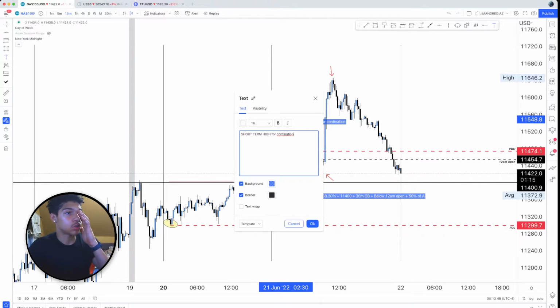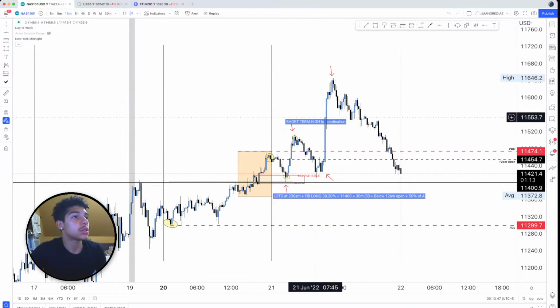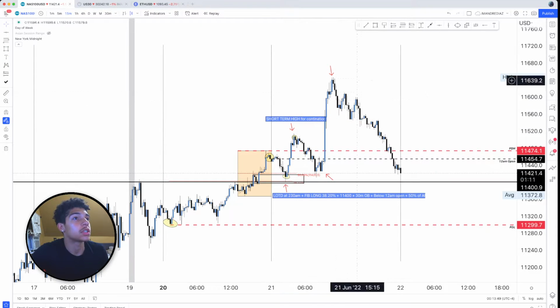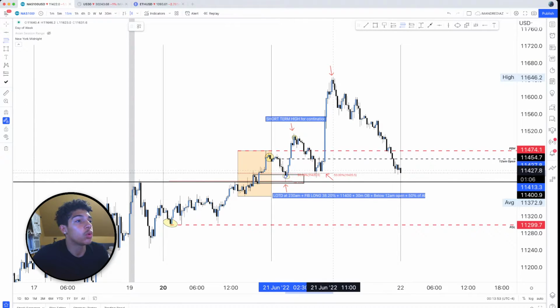This is going to be our short-term high for our continuation. And why are we looking for a continuation? Because we got the low of the day during London session. So ideally, we will be looking for a continuation during New York session.